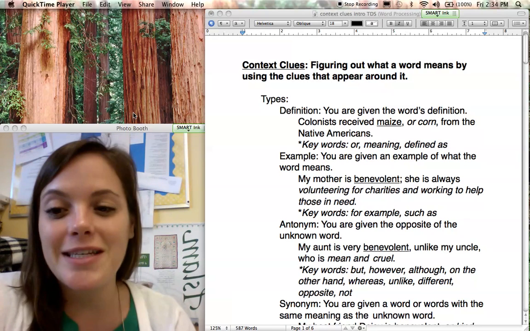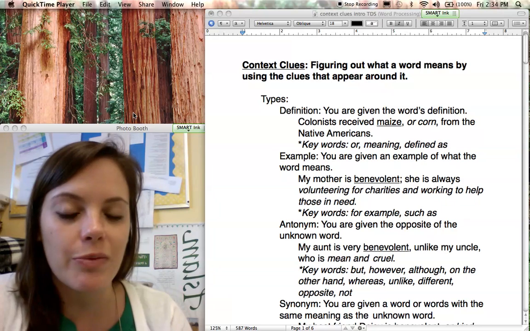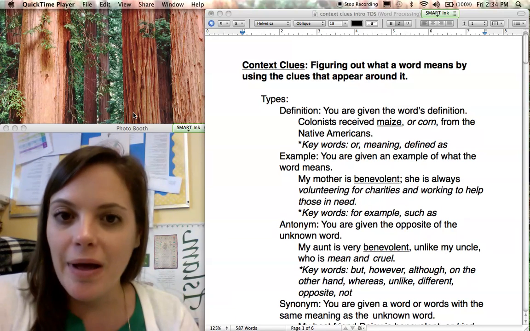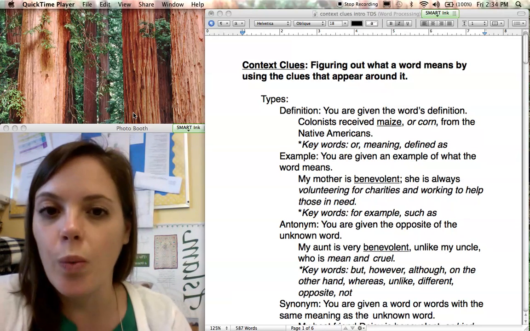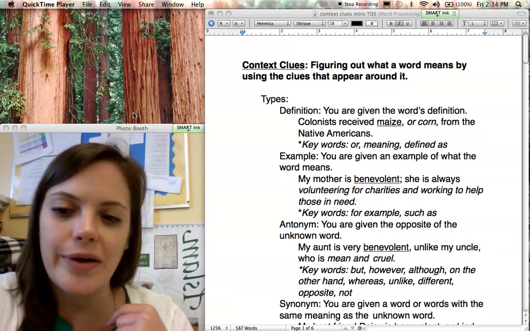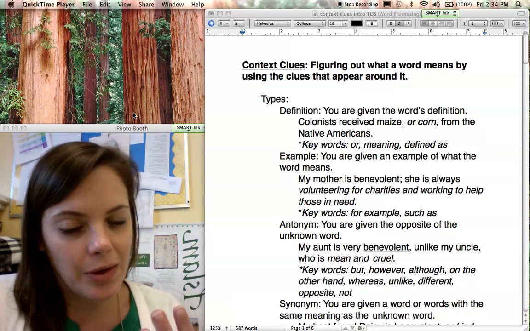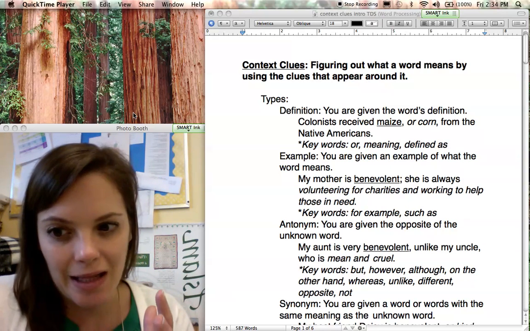Hey guys, so today we're going to be talking about context clues, which is a term you've heard me use before and which I'm sure you've heard in the past. But context clues is just when we figure out what a word means by looking at the clues around it. So we look at how it's used in a sentence, what other words are around it, and we look for keywords that can help us figure out exactly what it means.